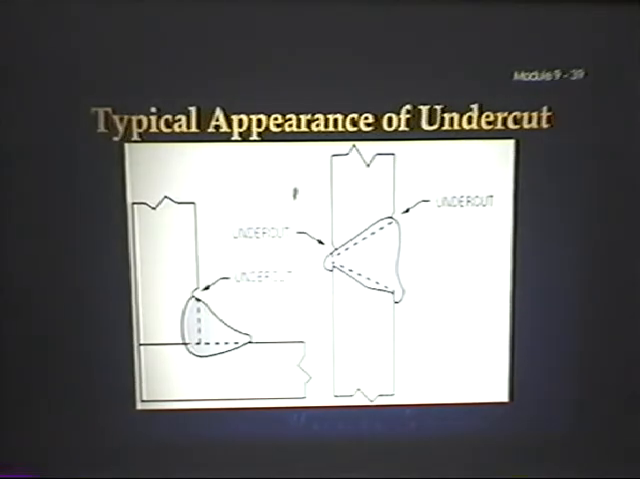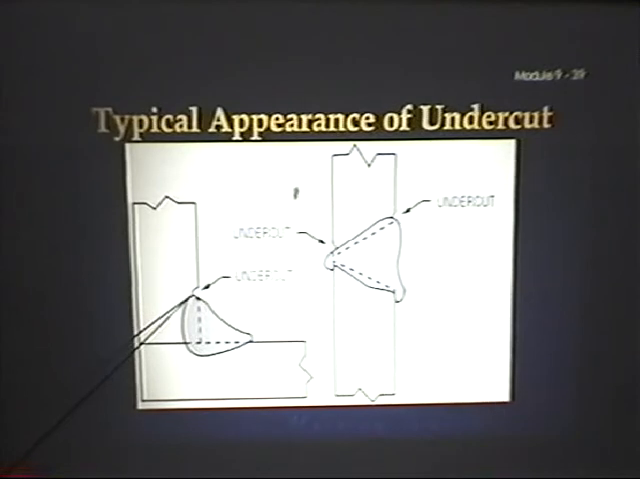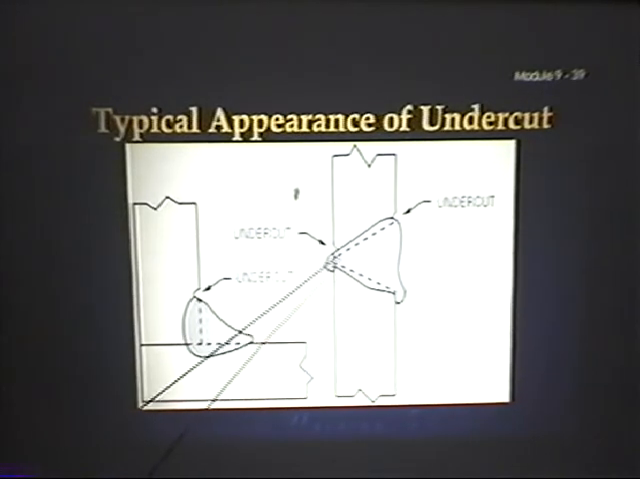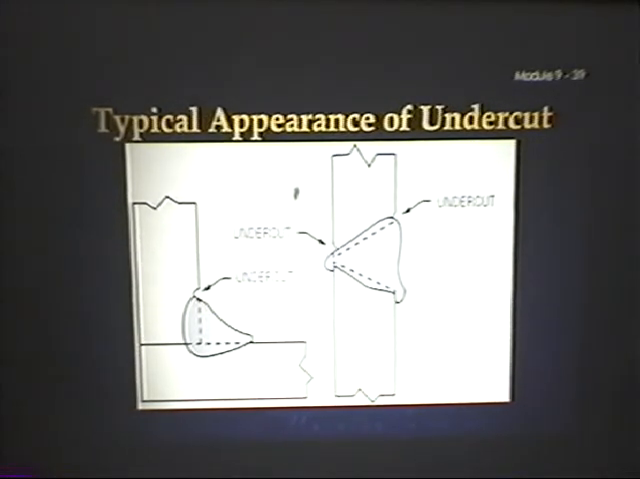Here are some examples of it. Here we see a T-joint, and we've got undercut right here. This is real common in the horizontal position if you're not using the correct rod angle. On plate, again, if you're not using the correct rod angle, you can get undercutting, particularly on the upper side of the root bead. So correct rod angle is paramount to avoiding that type of undercutting.